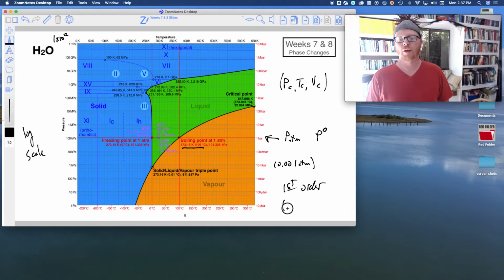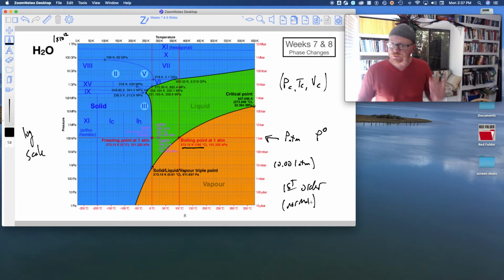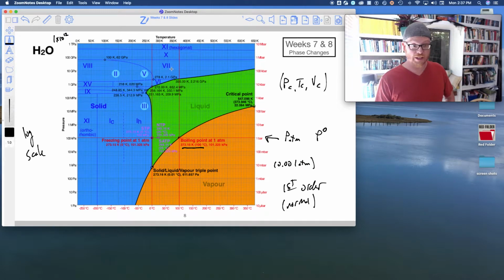First order, and I'll just say that's the normal stuff that we're used to: boiling, freezing, and so forth. All of these solid to solid phase transitions, for example the phase transition from this Ic solid phase to this XI solid phase, that's called a second order phase transition. We'll see more examples of that in the coming lectures, okay? So I'm going to switch over to carbon dioxide, but little did you know how complicated water actually is, okay?